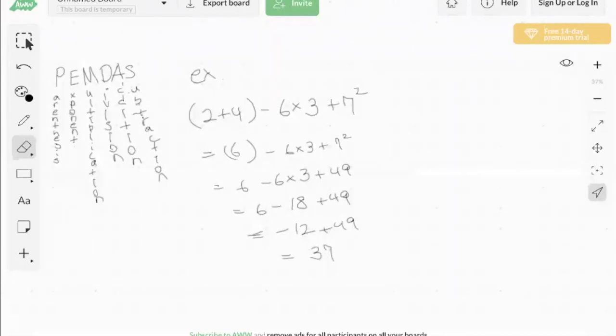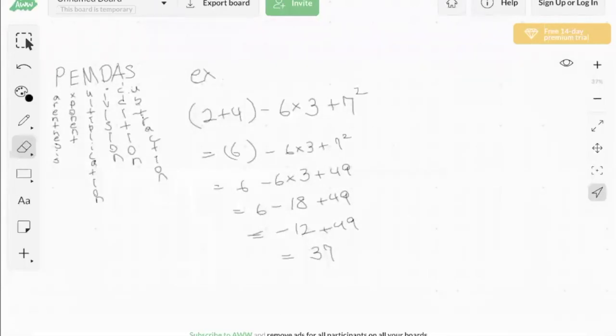And then after that, if there's an exponent, then you simplify the exponent, and then multiplication or division, you simplify those next. And then you can add and subtract the numbers. So for example here, I made a little expression: 2 plus (4 minus 6) times 3 plus 7 squared. And so following the PEMDAS order, you do 2 plus 4 first, so 6.